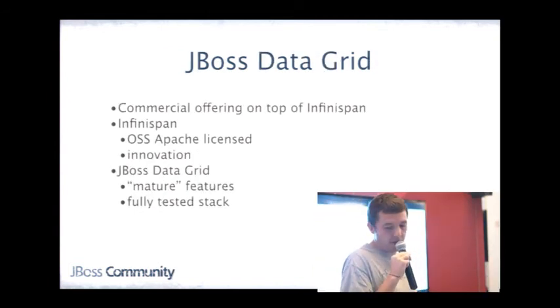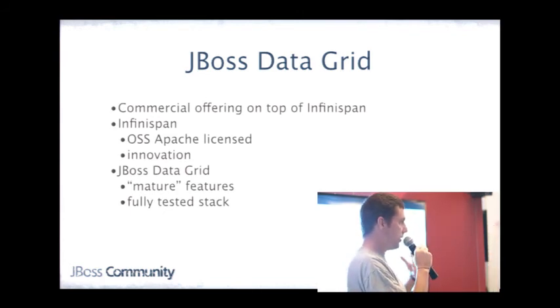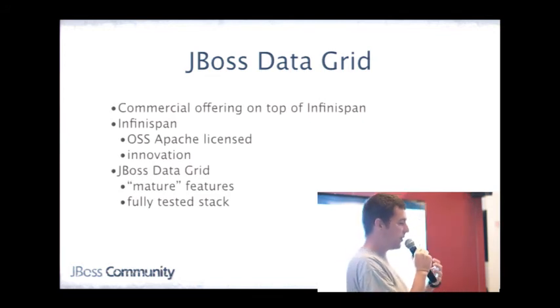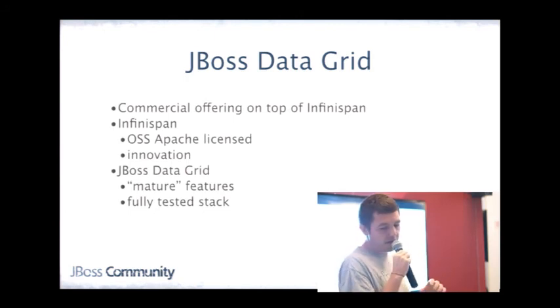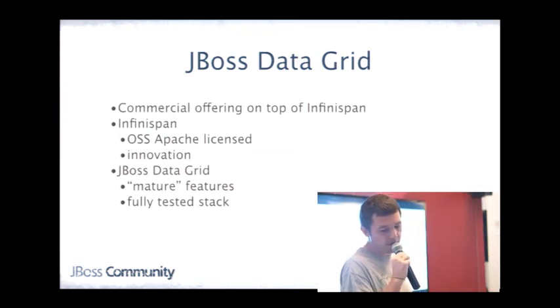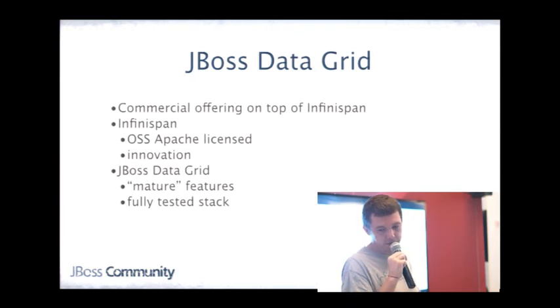Also a slide about JBoss Data Grid. JBoss Data Grid is the commercial offering on top of Infinispan. So Infinispan is open source. We have quite a strong, quite a vibrant community around it. But we experiment with lots of features and cool things. Not all of these make it in the product. We only handpick the very stable ones and backport them into the product. And then on top of the product, you get a fully tested stack, like on a platform or on specific databases, so on and so forth.